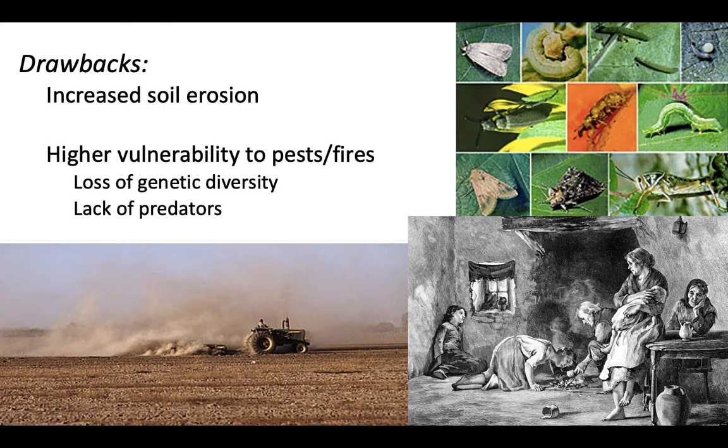There are a lot of drawbacks, however. This is going to deplete the soil of nutrients, and decreased biodiversity means crops are going to be exposed to things like pests and fires and diseases. Think back to the Irish potato famine. If you only grow one type of potato, you're more likely to have your crop be taken out by a disease.